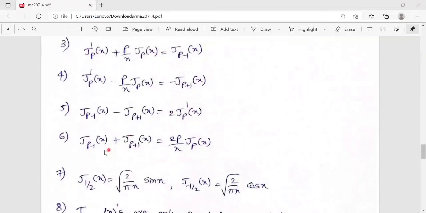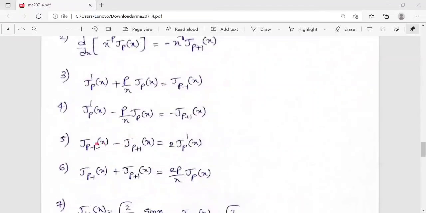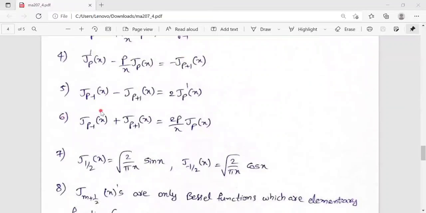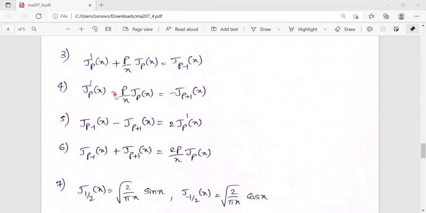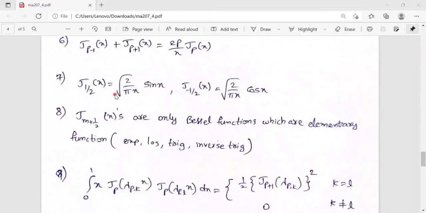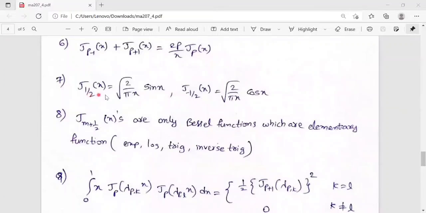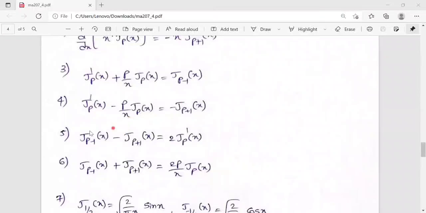Next, the fifth equation we can get by adding 3 and 4. The sixth equation we can get by subtracting these two, 3 and 4. And seventh, we can find that for p equal to 1 by 2, J 1 by 2 is equal to root of 2 by pi x into sin x. We can find J at minus 1 by 2, J at 3 by 2 and J at minus 3 by 2 using this formula.